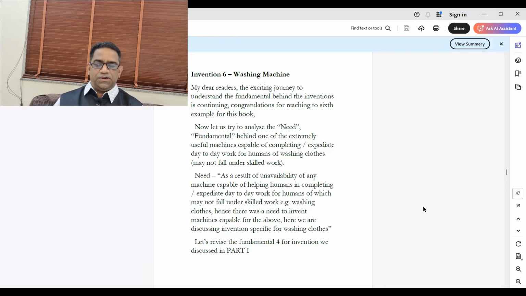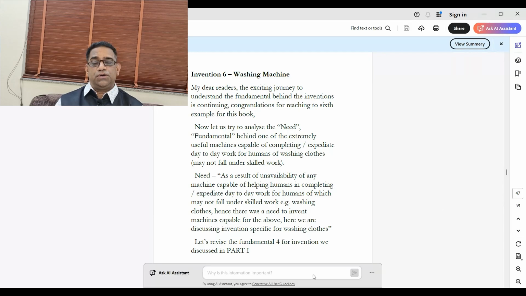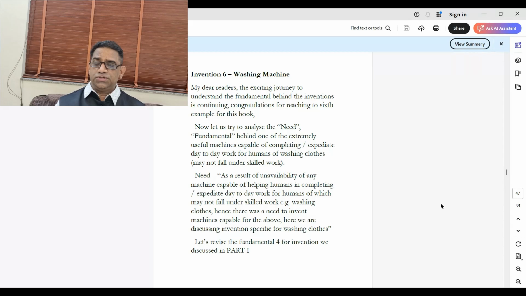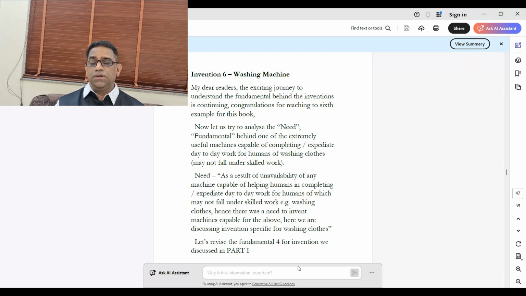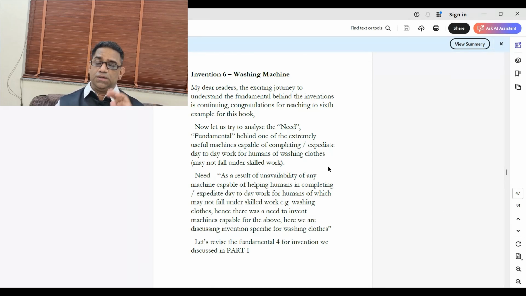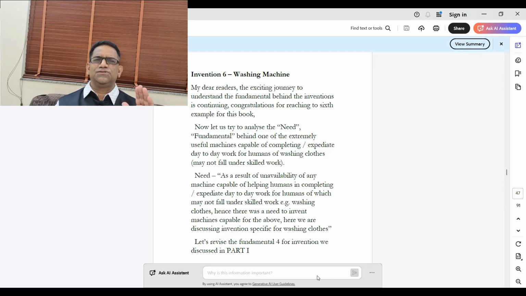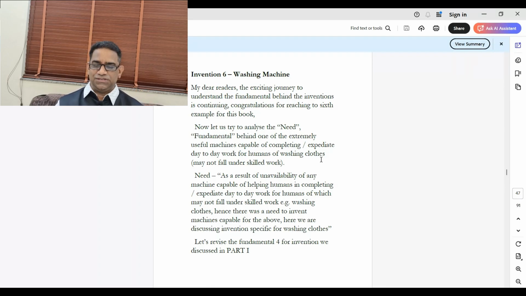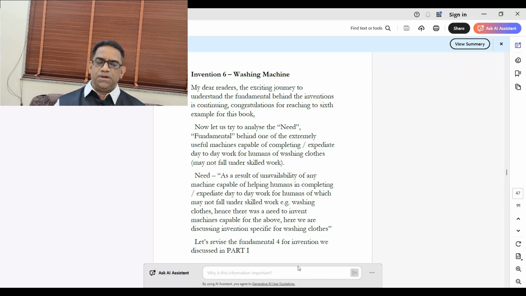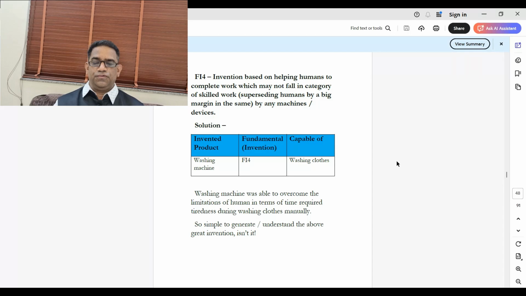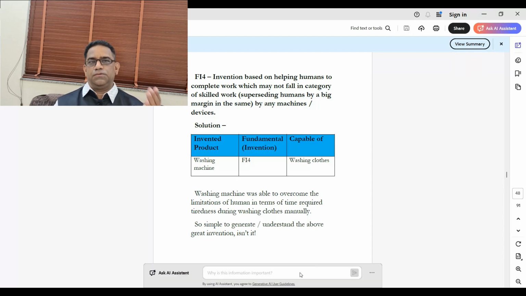So let's revise fundamental 4 for invention. We're discussing part 1, what it was. Invention based on helping humans to complete work which may not fall in the category of skilled work, but still superseding humans by a big margin in the same, by any machine or device. Okay, does it not fall into this? Yes, it does. Okay, solution: invented product, washing machine; fundamental invention FI4, capable of washing clothes.